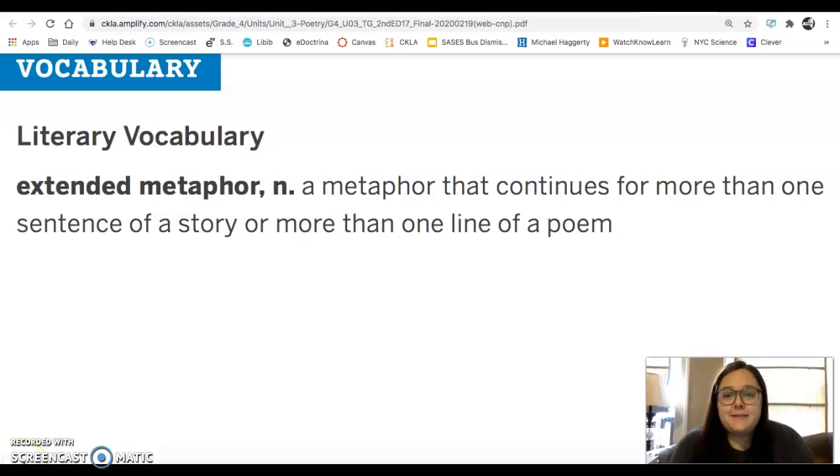Hello, fourth graders. This is Miss K, and this is Unit 3, our poetry unit, and we're on Lesson 11 today. We are going to read a poem that has an extended metaphor.